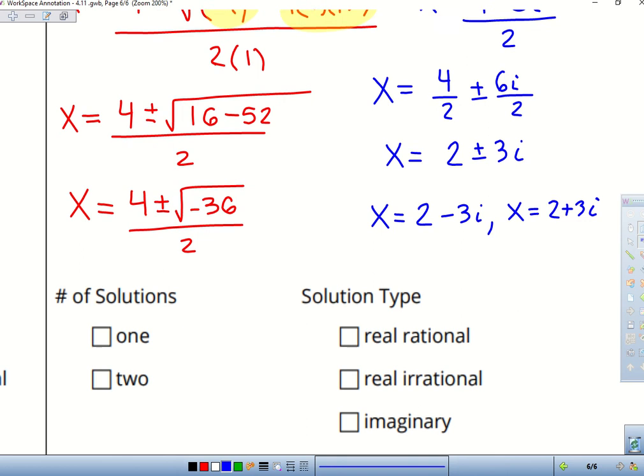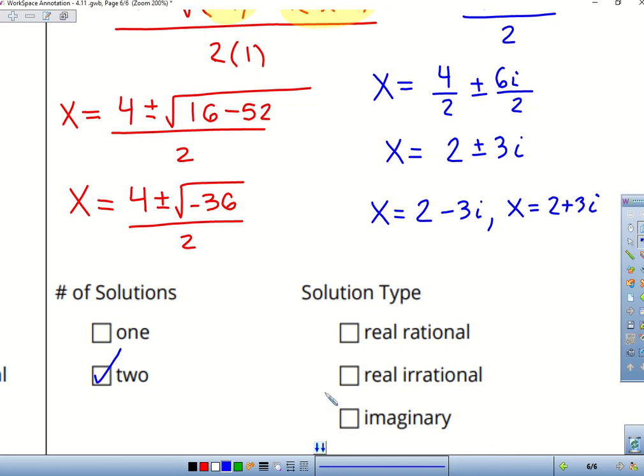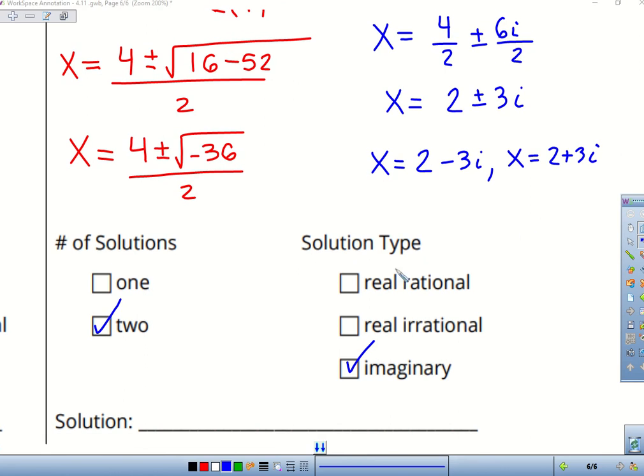How many solutions do I have? 2. What kind are they? Imaginary. Good. Now here's something important to note about imaginary solutions. Do you remember how we talked about conjugates the other day? Conjugate is where you change the sign between the complex numbers. See how these are conjugates of each other? That will always be the answer to your solutions when you have an imaginary. They will always be conjugates. So that's just something to look for.